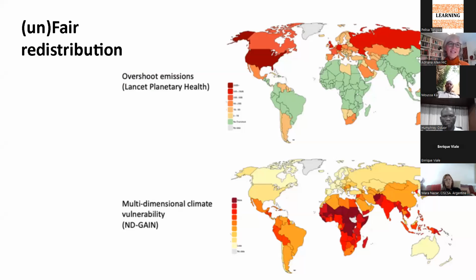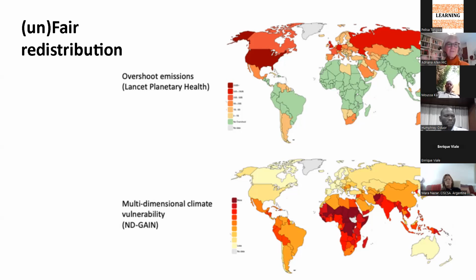The first call is clearly for fair redistribution. And this Enrique described very well, so I'm showing a couple of maps that you're all familiar with, that show the claim that there is a massive and obscene asymmetry between the responsibility for producing emissions, the emissions that have taken us to this crisis, and the impacts of climate change. So what you see on the map on the top is a map that shows the overshoot emissions per country, and this was by 2015, I believe. So it looks a bit worse than that.